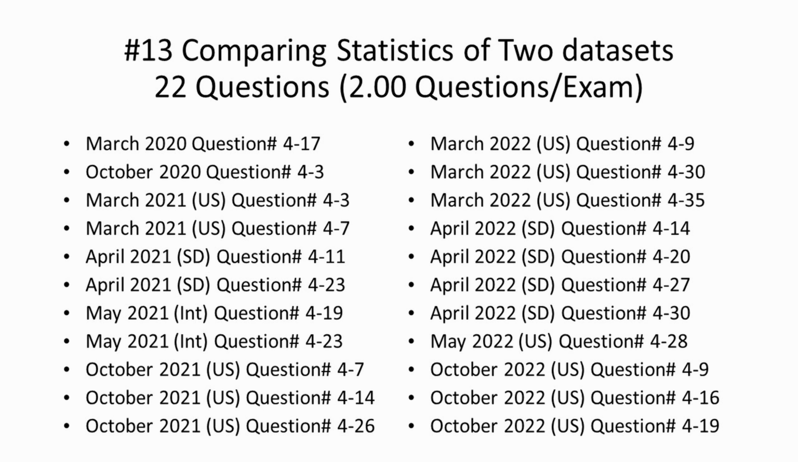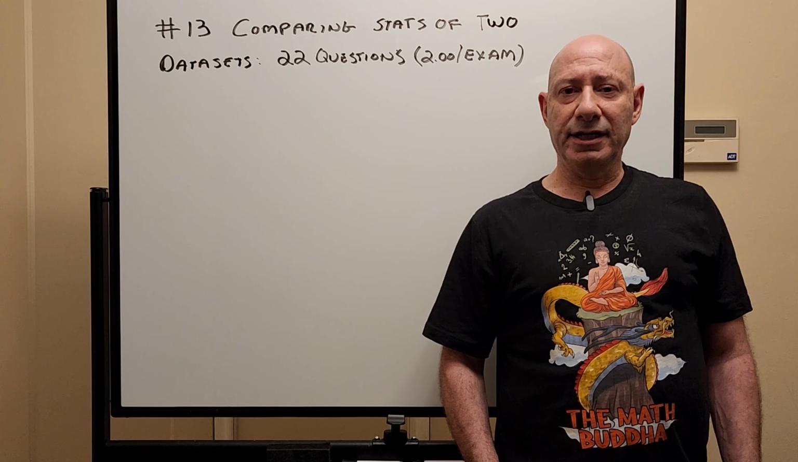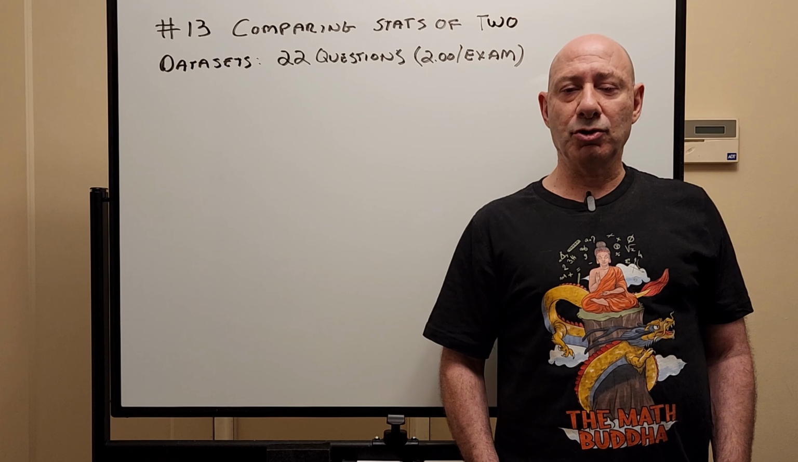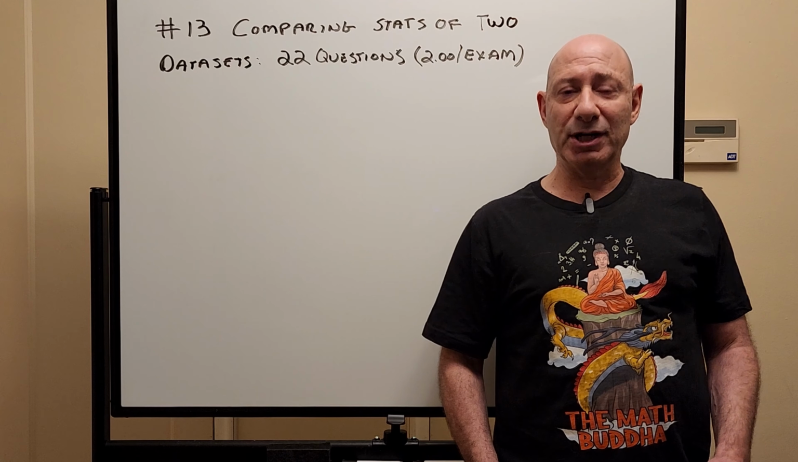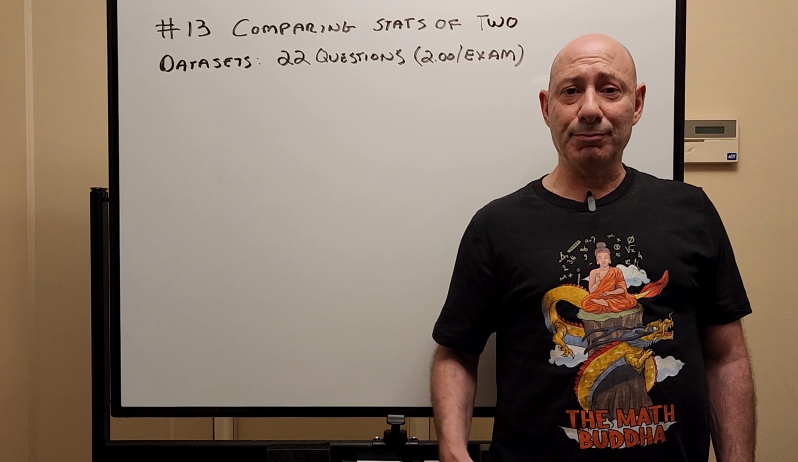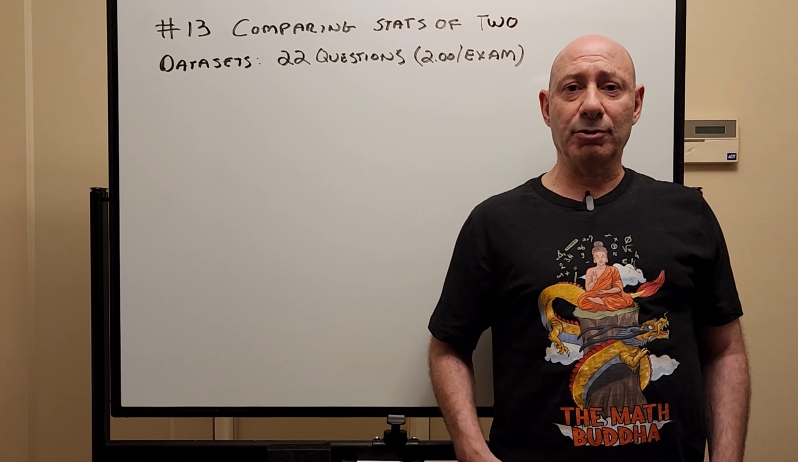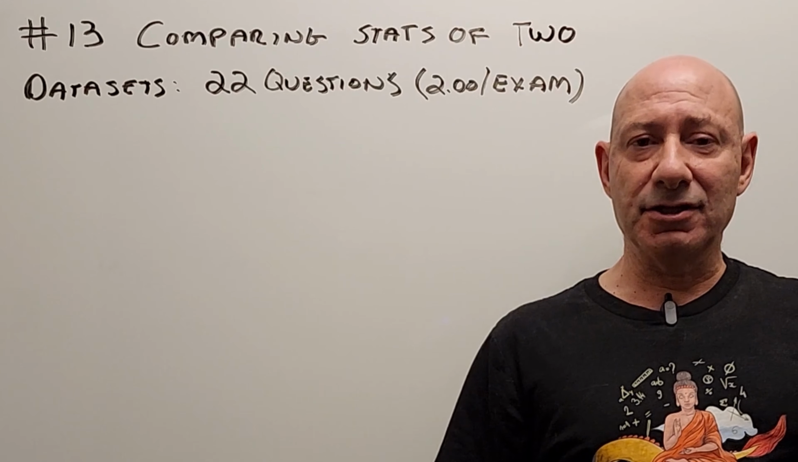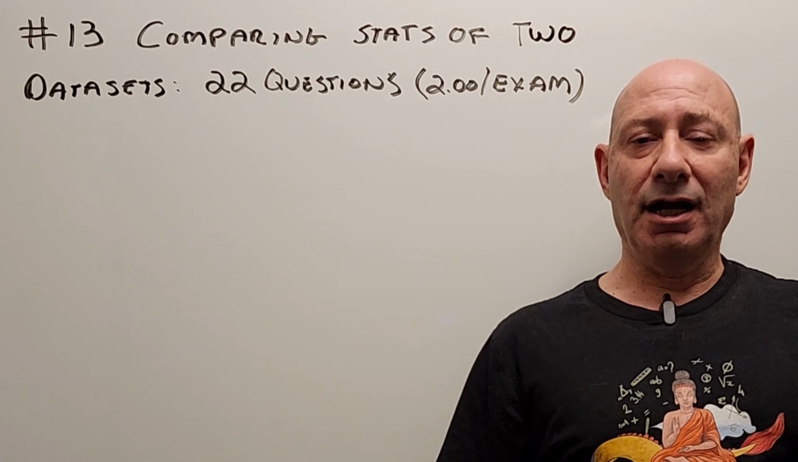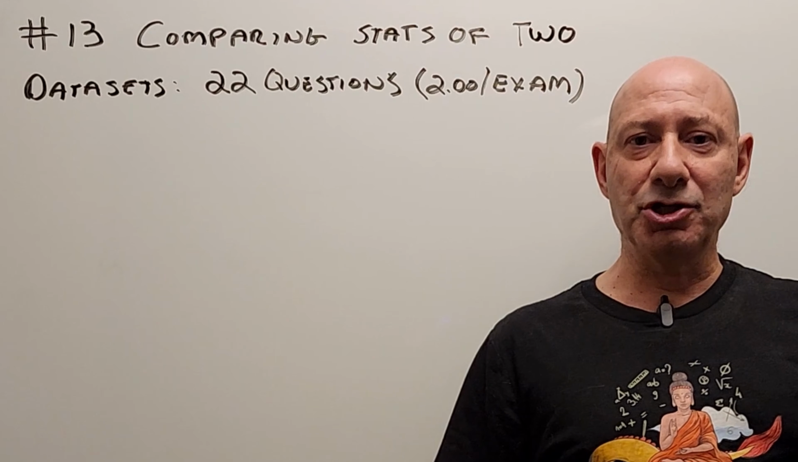Next up, number 13, comparing statistics of 2 data sets. 22 questions, or a whopping 2 questions per exam. Now, for most of the questions on this subject, you're comparing 2 data sets that are very much the same. Either you're adding a data point or 2, or you're removing a data point, or the numbers are just shifted a little bit. In the end, you're going to have to determine how those changes affect the median, the range, and the mean.